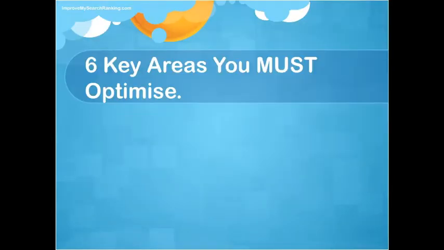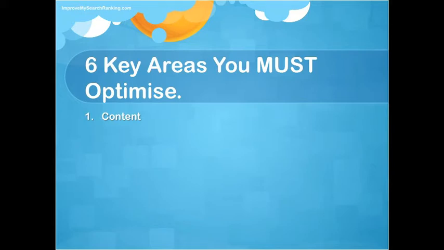Basically, there are 6 key areas you must optimize for your web page or website to rank anywhere in Google, Bing, or Yahoo. And these 6 areas are very easy to optimize, and literally anyone can update them, even with no coding experience, especially if you use something like WordPress, which I hope you will use.